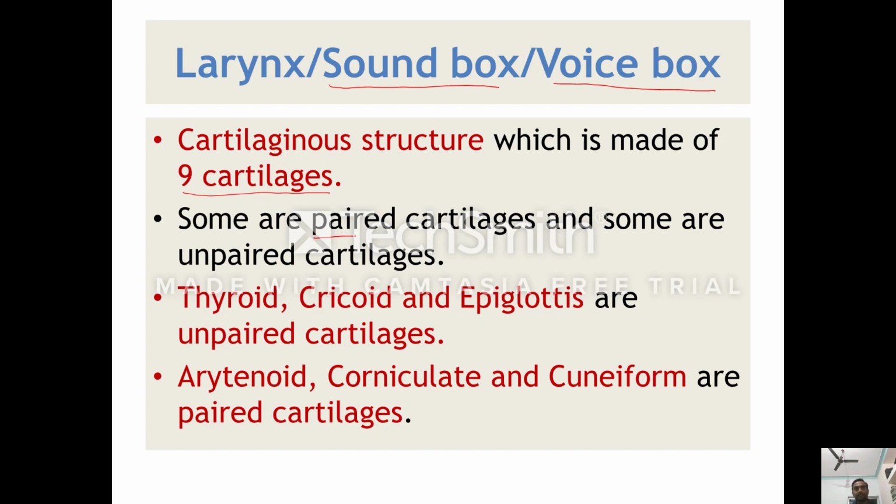Among these 9 cartilages, some are paired and some are unpaired. There are 3 unpaired cartilages: thyroid cartilage, cricoid cartilage, and epiglottis. The paired cartilages are arytenoid, corniculate, and cuneiform, which are present 2 in number. So 2, 2, and 2 becomes 6, and 1, 1, and 1 adds up, so the total becomes 9.